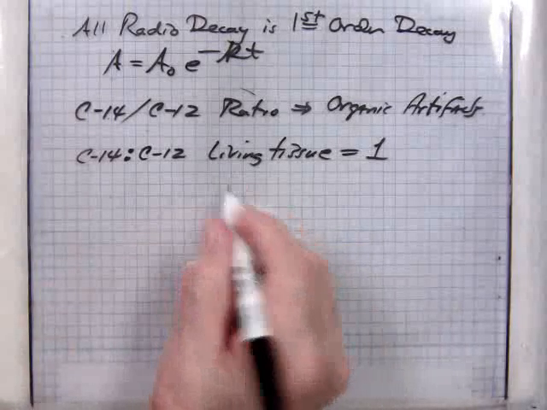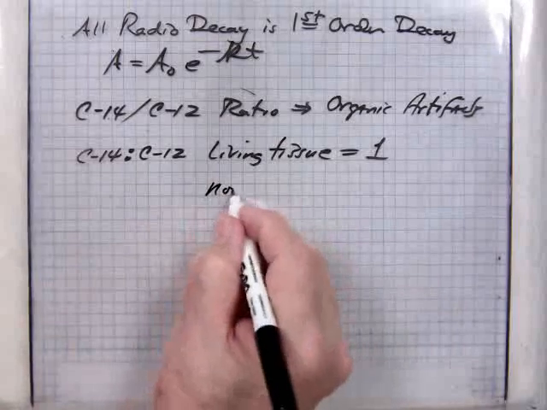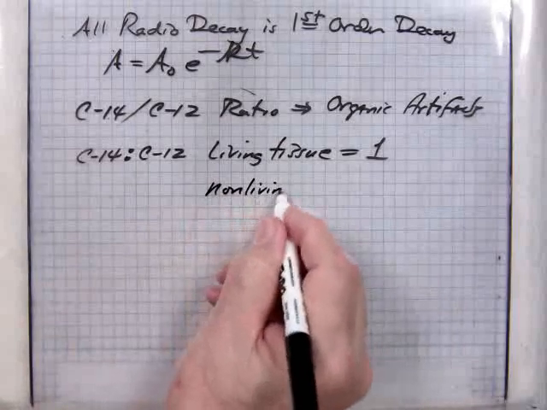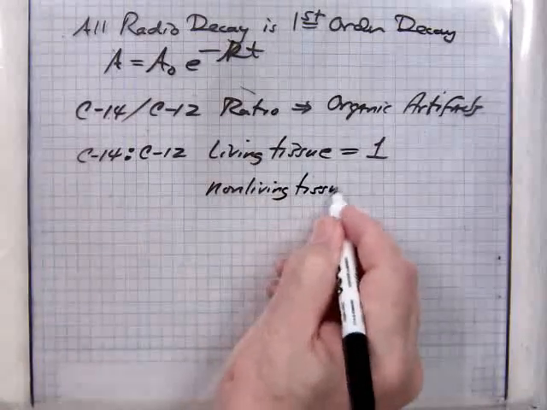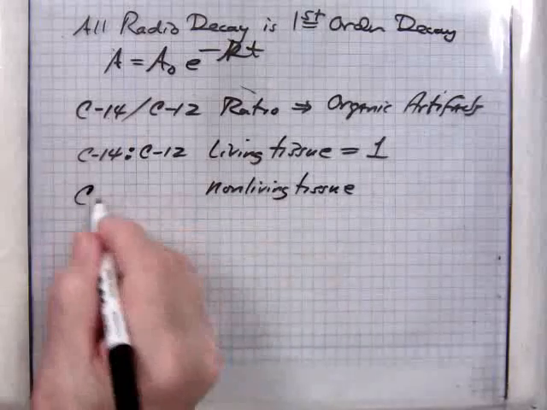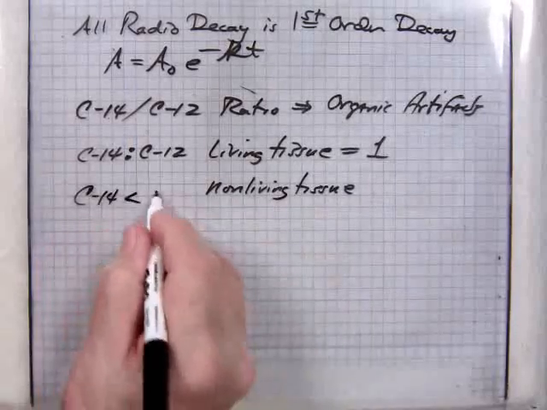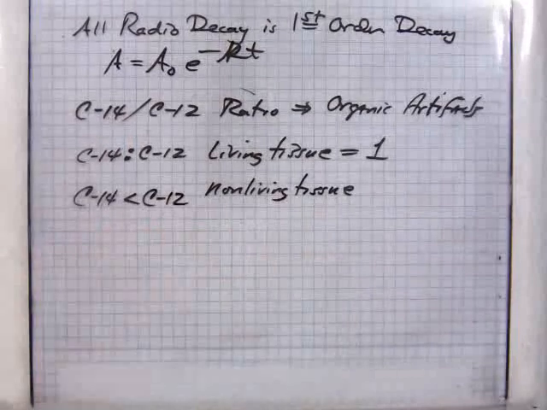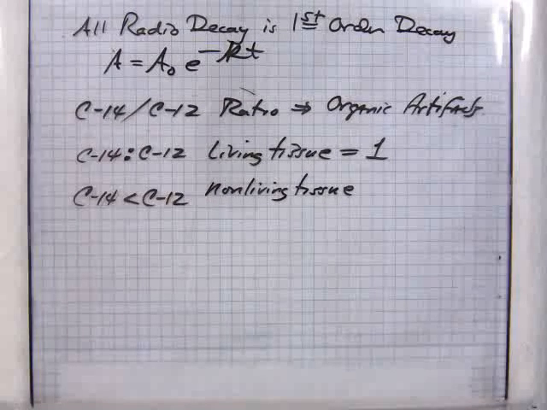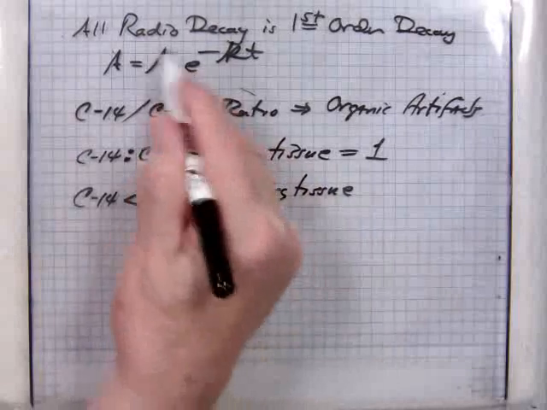So for non-living tissue, carbon 14 is less than carbon 12, and everything carbon 12 would have been what is normally considered the living tissue number, concentration, or activity is what radioactivity.